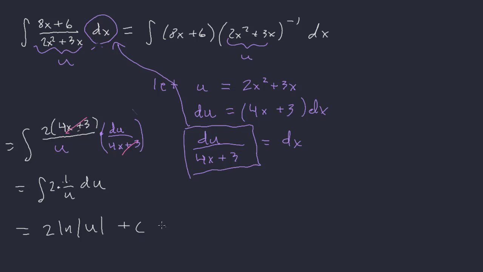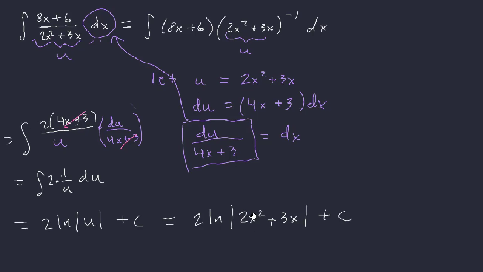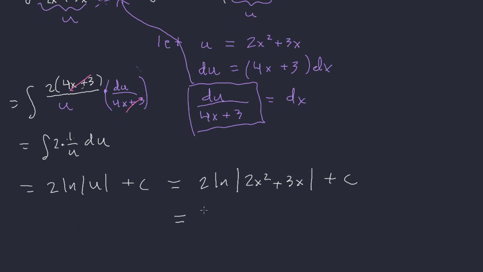All right, and now we just put that u back in to get 2 natural log absolute value of 2x squared plus 3x plus c. Now, I will mention that this is the final answer and this is fine. However, you may see, if you checked your answer in the back of the book or something, you may see this, natural log of (2x squared plus 3x) squared plus c.